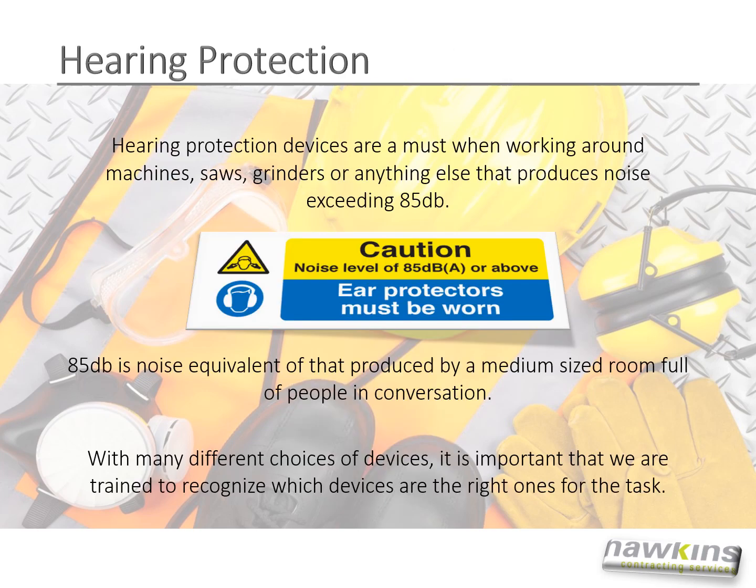Hearing protection devices are a must when working around machines, saws, grinders, or anything else that produces noise exceeding 85 decibels. 85 decibels is the noise equivalent of that produced by a medium-sized room full of people in conversation. With many different choices of devices, it is important that we are trained to recognize which devices are the right ones for the task.